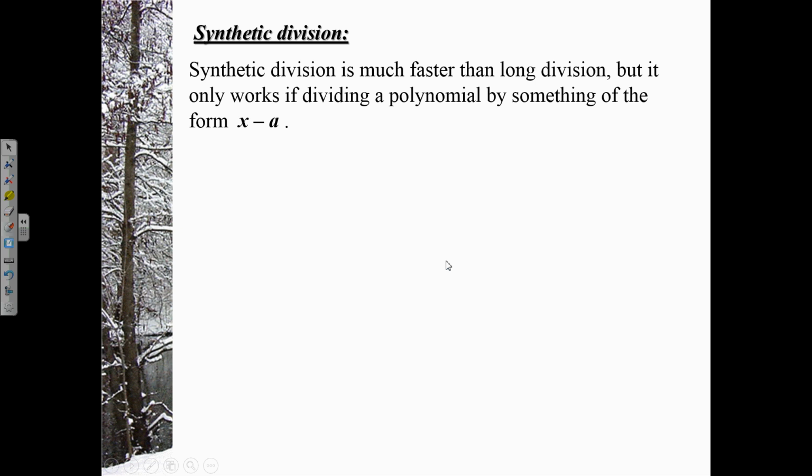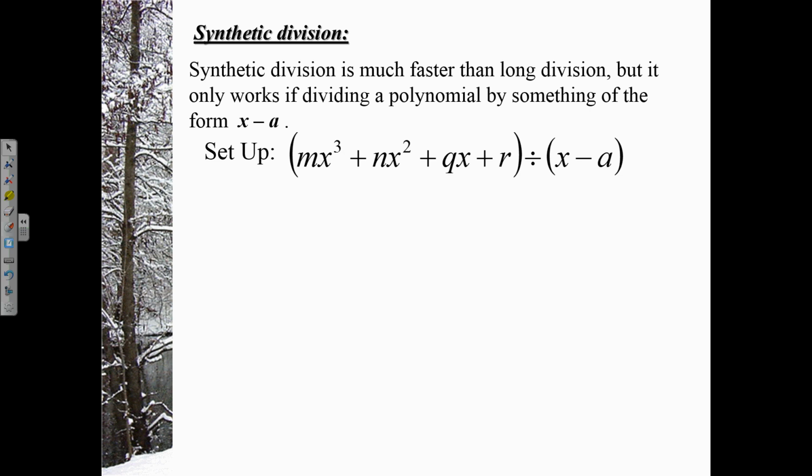I would like to also show you synthetic division. So I find it much faster, but you have to remember how to set it up. So you take the coefficients of the original polynomial, so in this case m, n, q, and r, and you write them at the top here. And then I draw kind of like an L to represent some lines just to separate things.